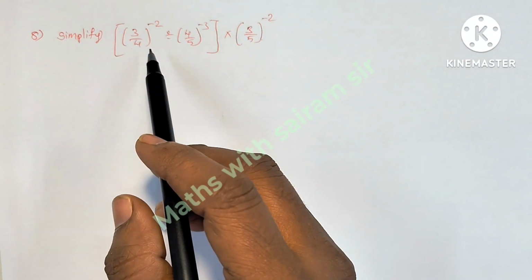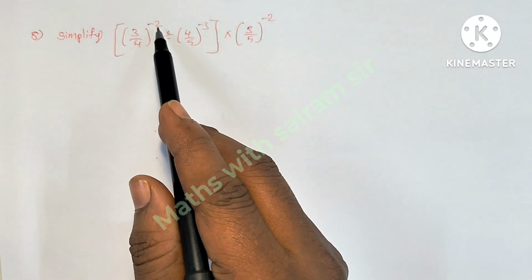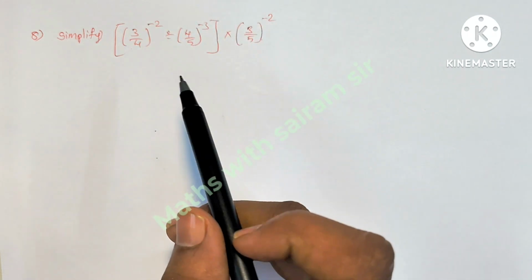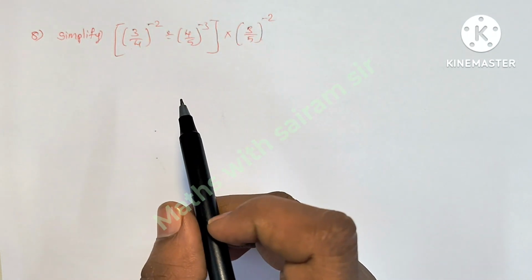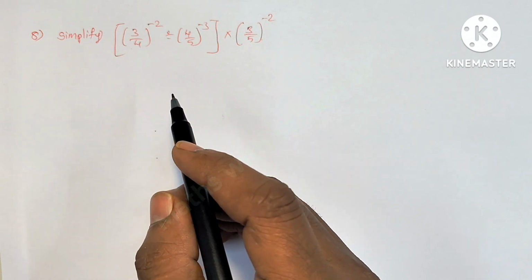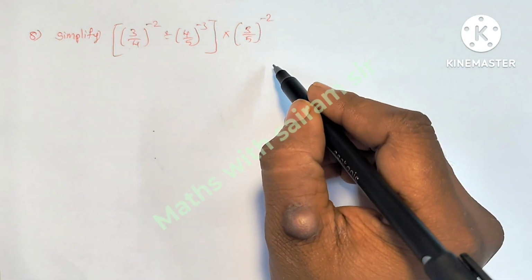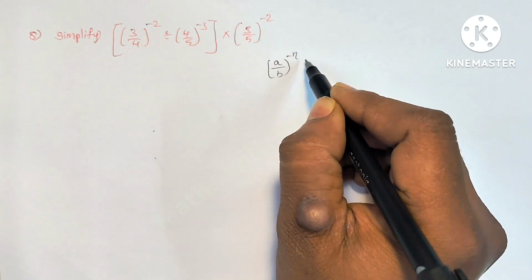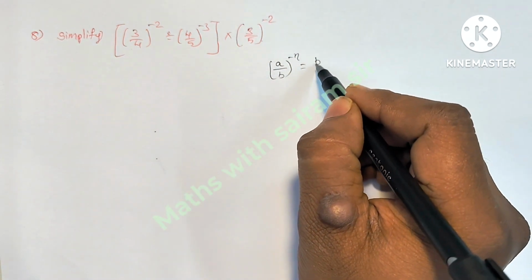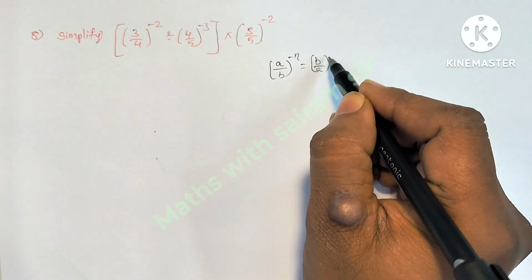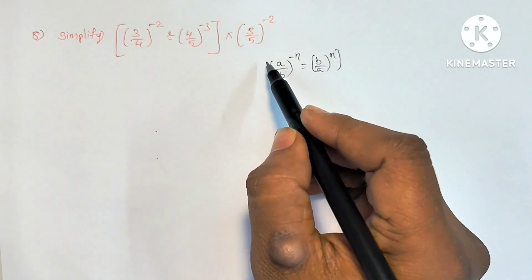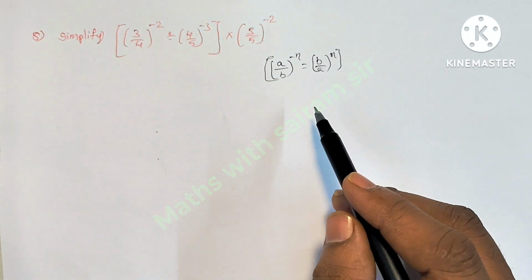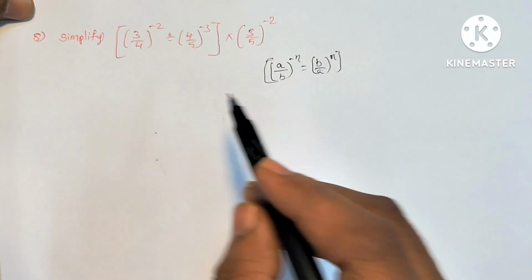Here, if you observe this question, we can notice that all the powers are negative. So the first thing that we need to do is make these negative powers into positive powers by using the formula: if (a/b)^(-n) is given to us, this can be written as (b/a)^n. By using this formula, I can write all the powers as positive powers by taking the reciprocal of all the bases.